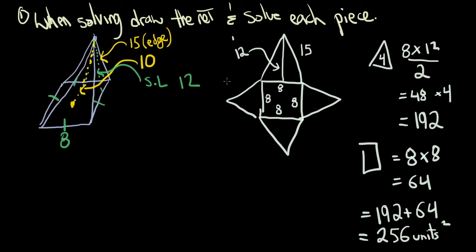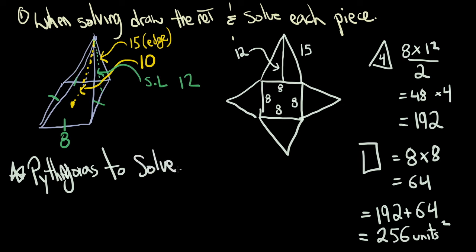Okay, so there's your surface area. Boom, easy peasy, lemon squeezy, right? That's when you're given all those kinds of things. But some teachers are not as nice. They are not. And sometimes you will need to use Pythagoras. Yes, it has come back. To solve slant heights, edges, and also all sorts of things.